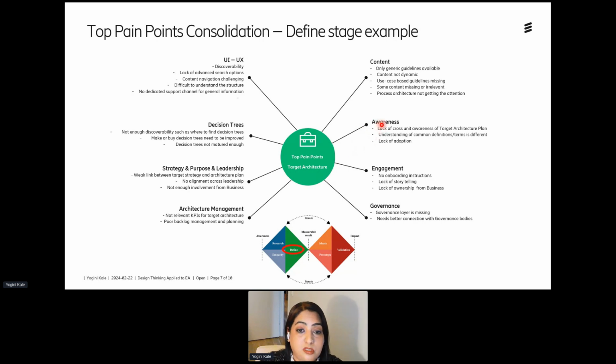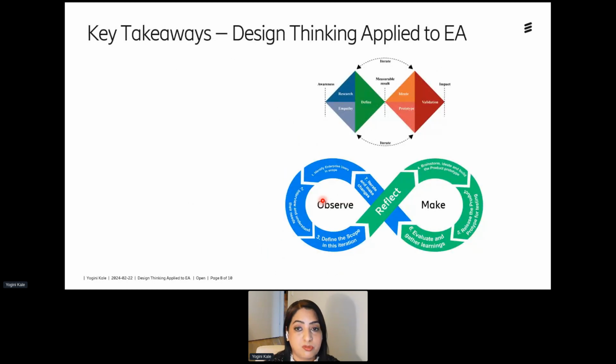So it could be about generating awareness of your target architecture, enough engagement on onboarding your business stakeholders to use this target for deployment, governance, architecture management, connection with your strategy, getting the support from your leadership, better decision trees, UI, UX in terms of how exactly this information is consumed within your organization. So these are certain aspects that can be addressed. And then depending on the empathy map that we saw earlier, you could focus on which pain points you want to work on in your first iteration.